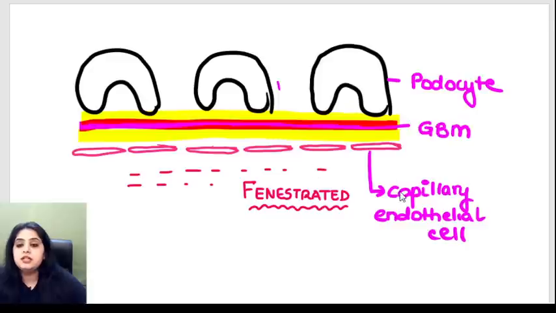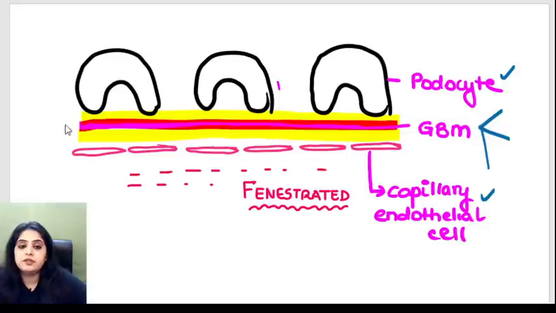So I've done the details of the capillary endothelial cell. I've done the details of the visceral epithelial cells. What am I left with? I'm left with this glomerular basement membrane. Now let me tell you guys, if you see very carefully, I have drawn the basement membrane in a manner that one part is a different color and the other part is a different color, because the glomerular basement membrane further has three parts. What are the three parts?